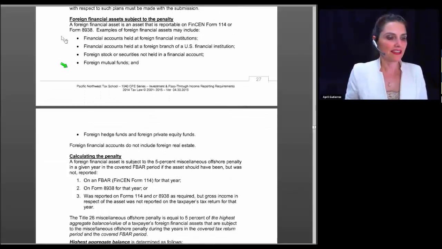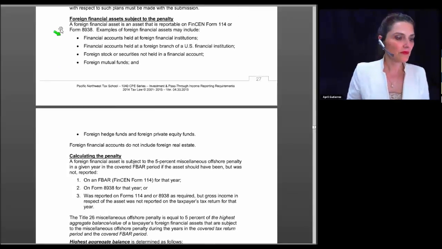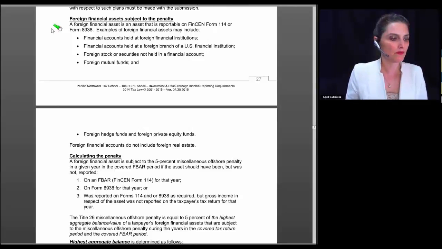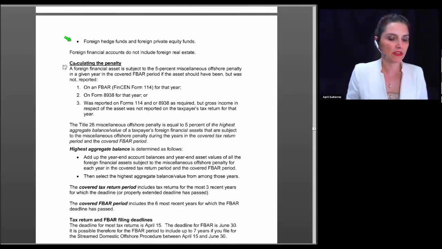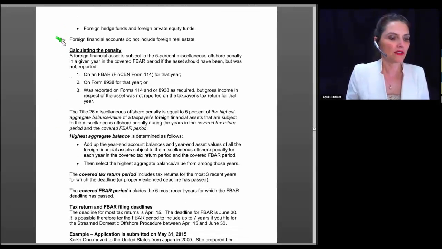Foreign financial assets subject to the penalty. A foreign financial asset is an asset that is reportable to FinCEN Form 114 or on Form 8938. Examples of foreign financial assets can include financial accounts held at foreign financial institutions, financial accounts held at a foreign branch of a U.S. financial institution, foreign stock or securities not held in a financial account, foreign mutual funds, and foreign hedge funds and private equity funds. Foreign financial accounts, however, do not include foreign real estate holdings.